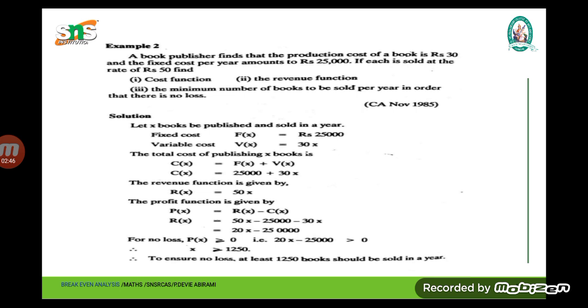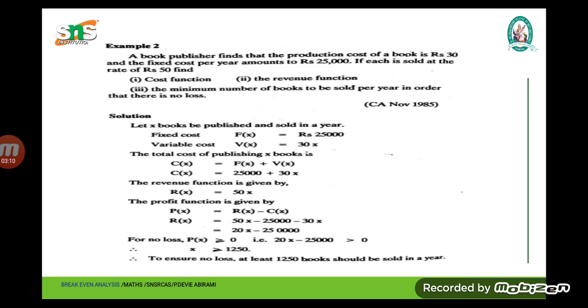My second problem is: a book publisher finds that the production cost of a book is 30 rupees and the fixed cost is 25,000 rupees. If each is sold at the rate of 50 rupees, find the cost function, revenue function, and the minimum number of books to be sold per year in order that there is no loss.